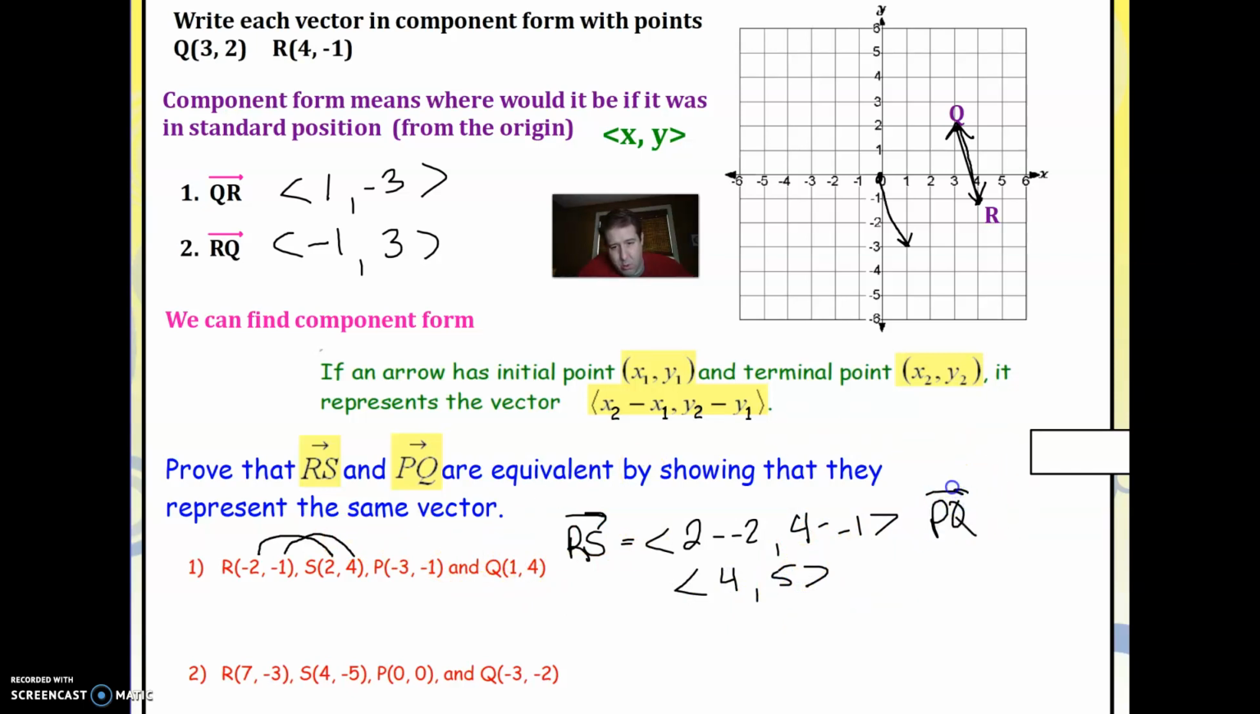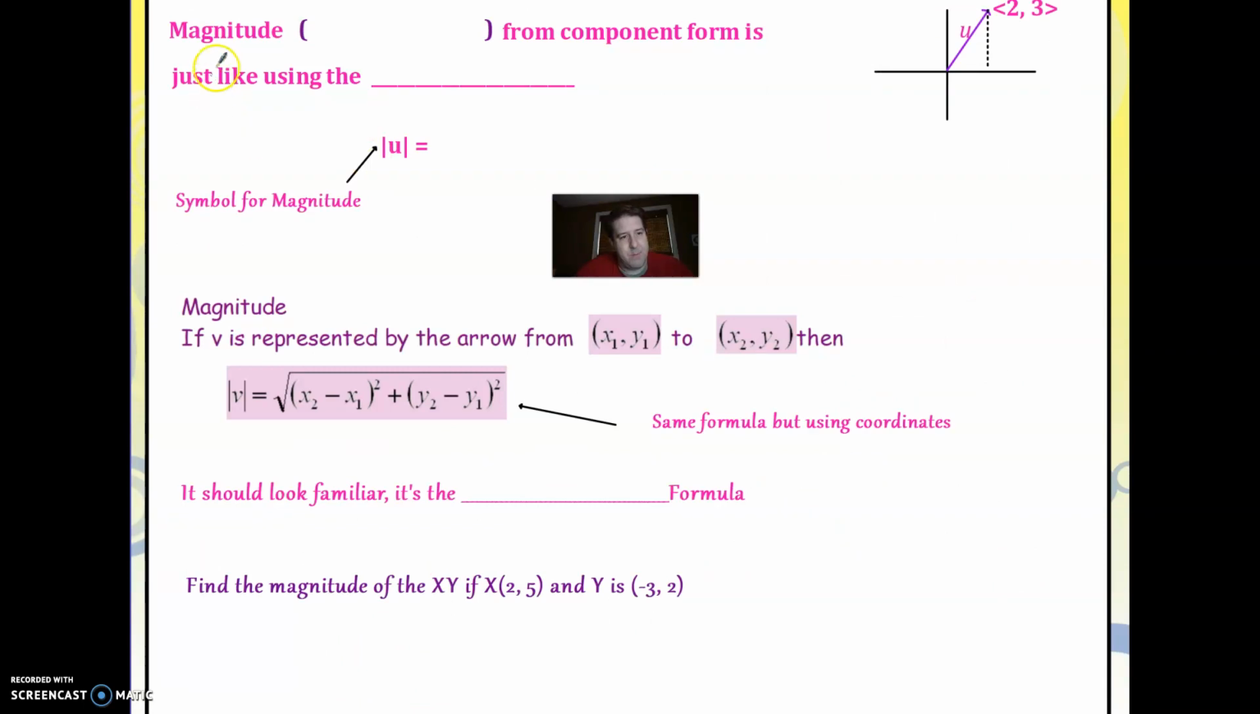So PQ is going to be 1 minus -3, comma, 4 minus -1. 1 minus -3 is 4, and 4 minus -1 is 5. So there. We've just proven these two are exactly the same, so therefore they are equivalent vectors. They're the exact same slope. And I will do the same for the other one, but for the sake of time in this video, I'm going to move on.